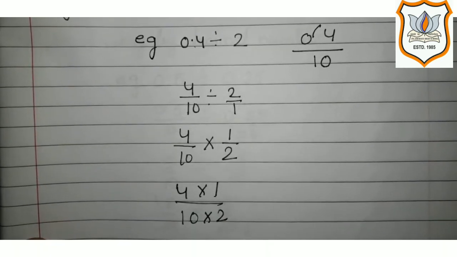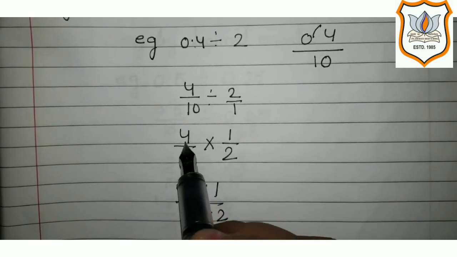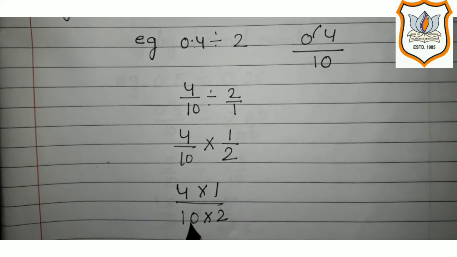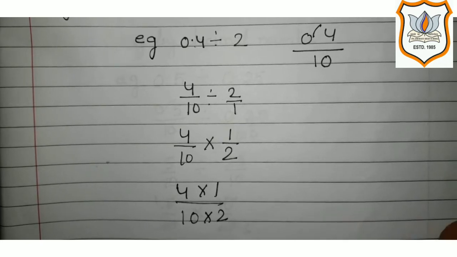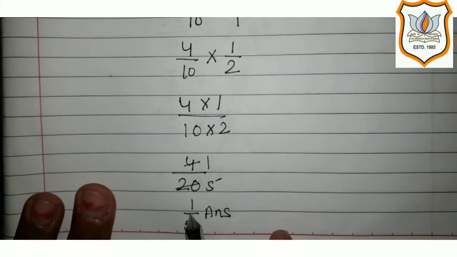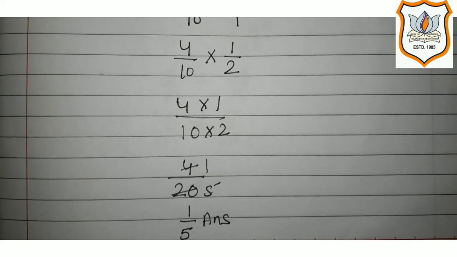According to the formula, first I have to multiply numerator into numerator and denominator into denominator. So 4 into 1 upon 10 into 2. 4 ones are 4, and 10 twos are 20. Now I will cancel: 4 ones are 4 and 4 fives are 20. So our answer will be 1 upon 5. In this way I can divide a decimal fraction by a whole number.